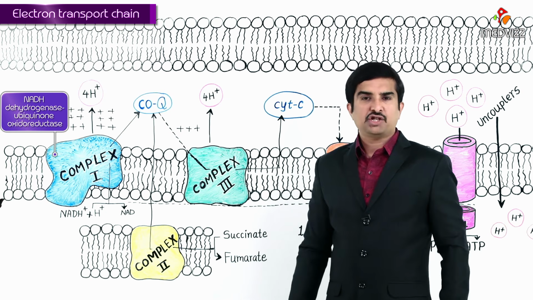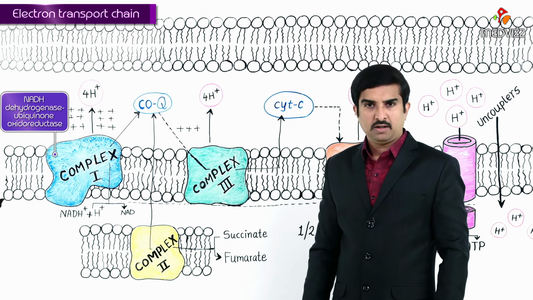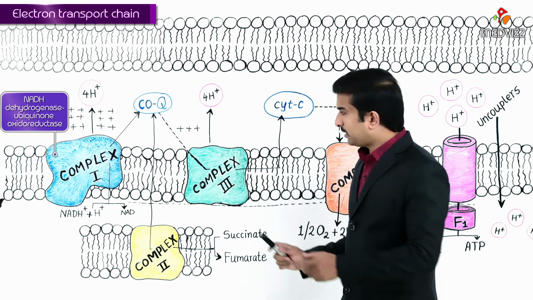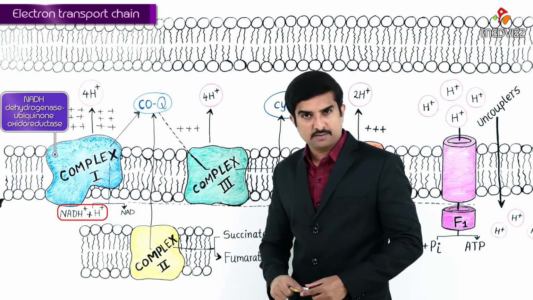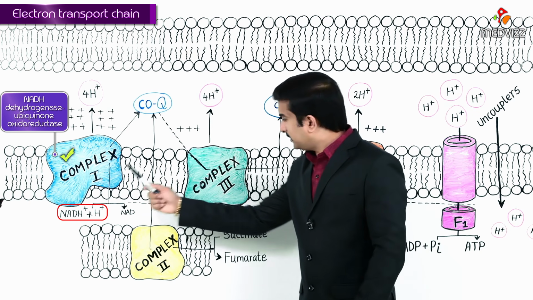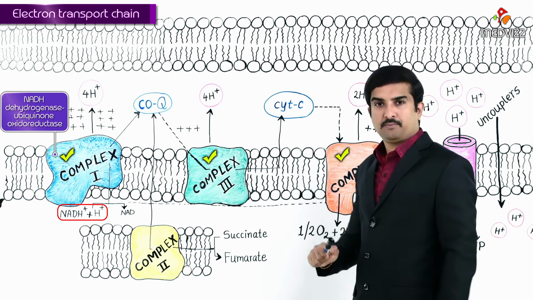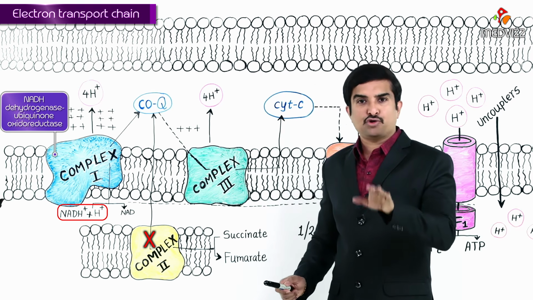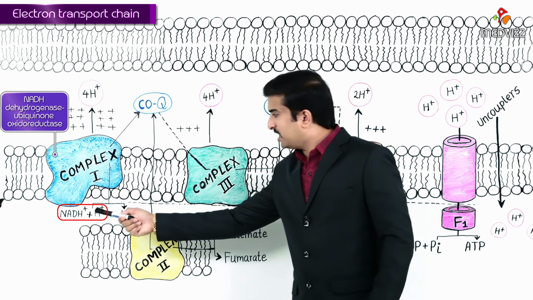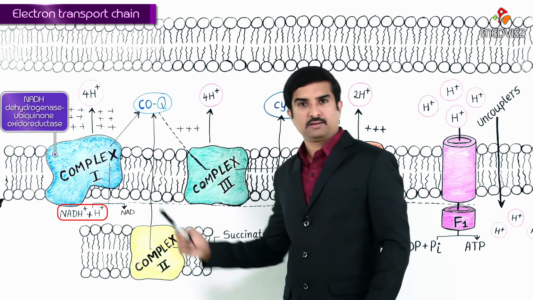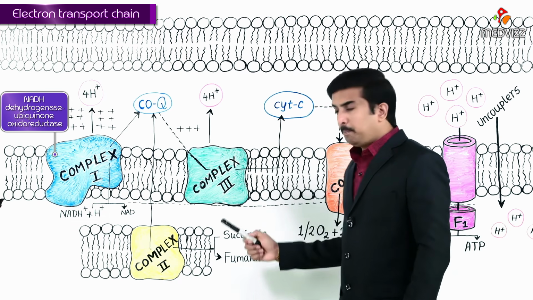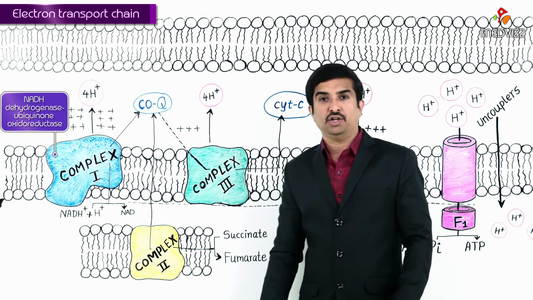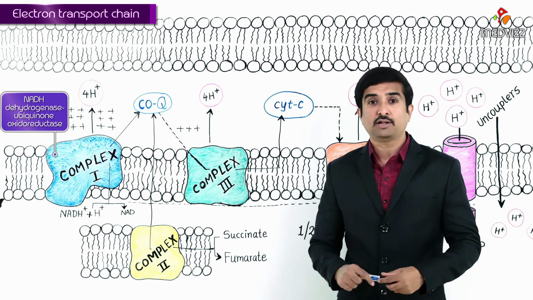Why are we skipping complex 2 here? Because whenever the electron transport chain begins with NADH and H plus, the order is complex 1, complex 3 as well as complex 4. Complex 2 is not a part of the electron transport chain if the electron transport chain begins with NADH as well as H plus, because complex 2 belongs to FADH2, which is another product produced in various metabolic reactions in the mitochondrial matrix.